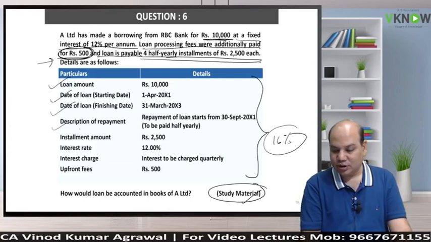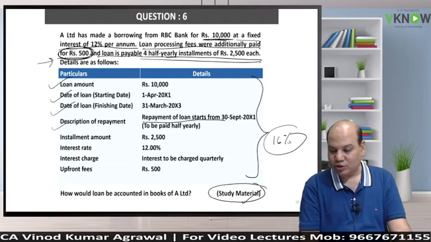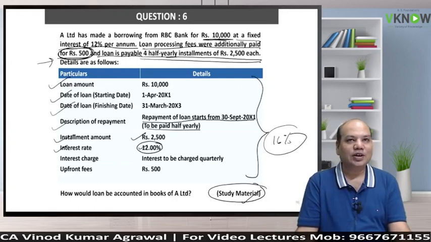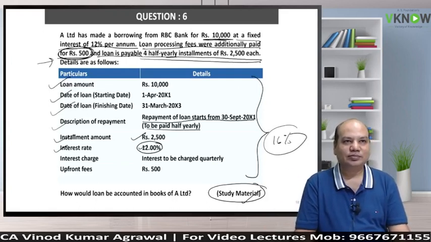Now this is again the same thing. Repayment of loan starts 30th September, paid half yearly. Installment amount 2500, interest rate 12%. Some students make one more mistake. They treat this also as an effective interest rate. This is not the effective interest rate. This is called the coupon rate, or interest rate.